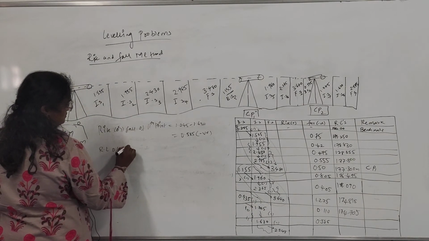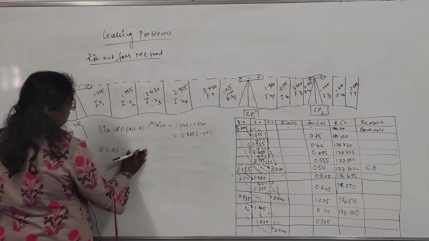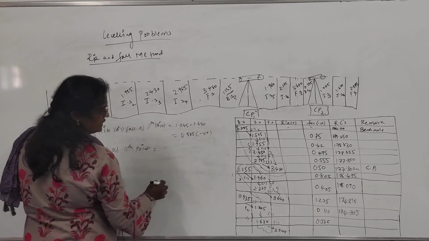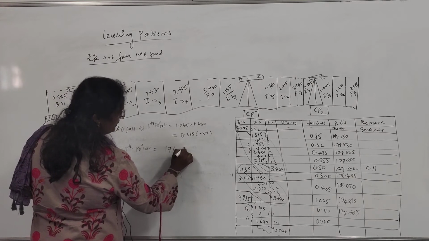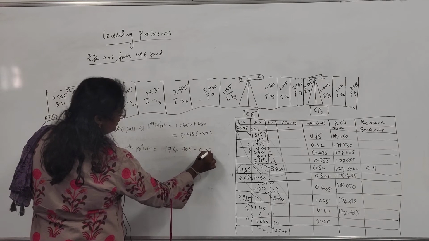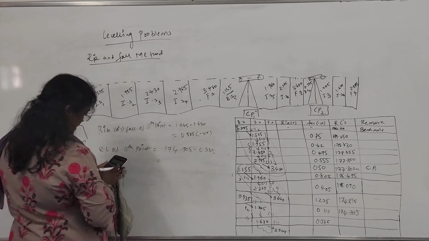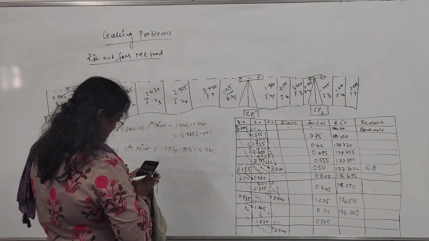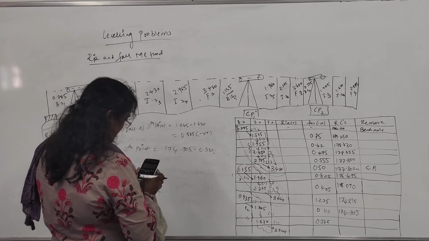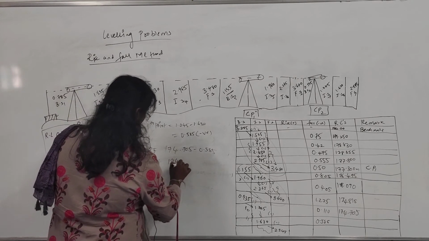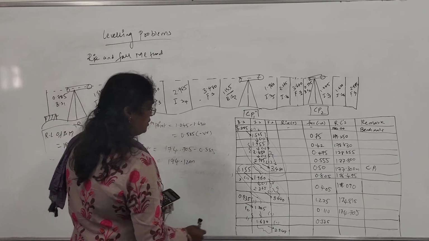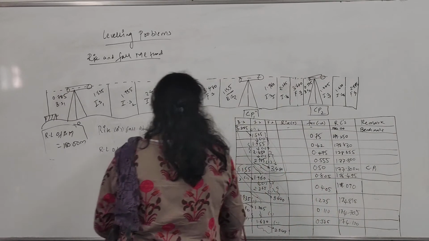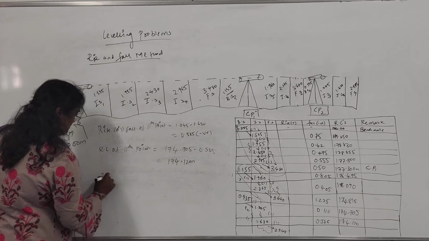RL of point 11, RL of the 11th point will give you 174.705 minus 0.585, right? 174.705 minus 0.585, 174.120 meters.